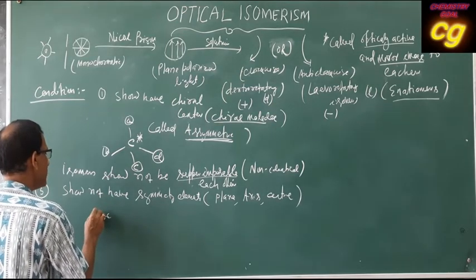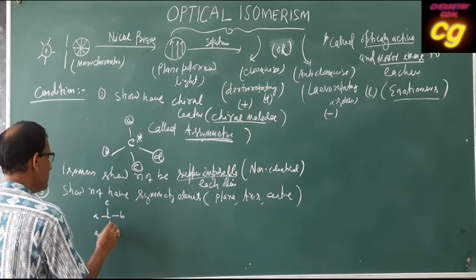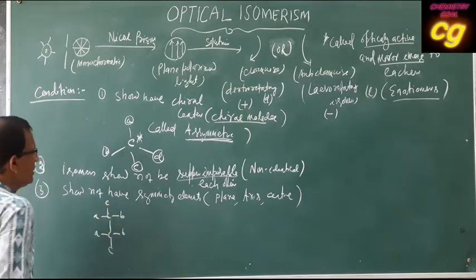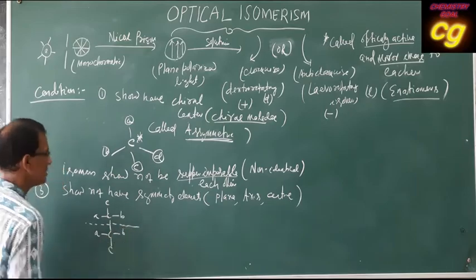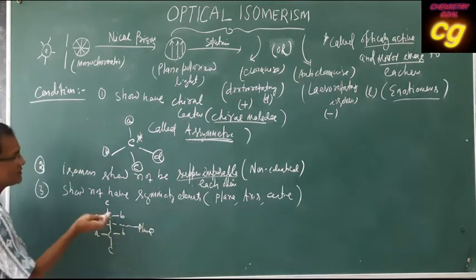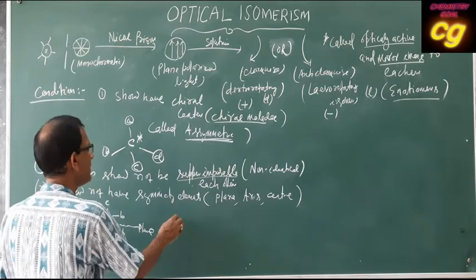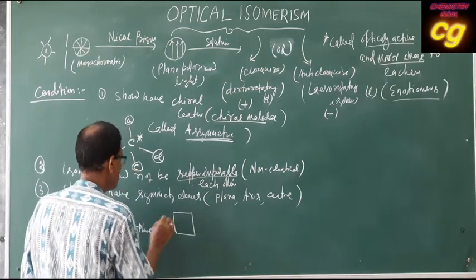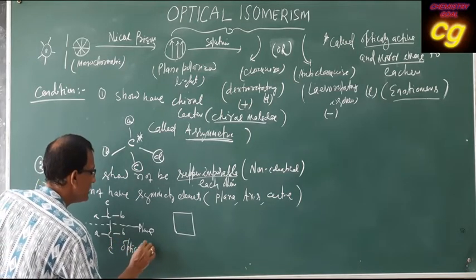Suppose this is one structure, A, this is B, this is C. Here this is A, this is B, this is C. If you see this structure, it is identical. You see, this is the plane. If you divide this into equal halves, the upper half equals the lower half. So this is a plane of symmetry. This is called a plane. For center of symmetry, suppose this is one example, it is optically inactive.